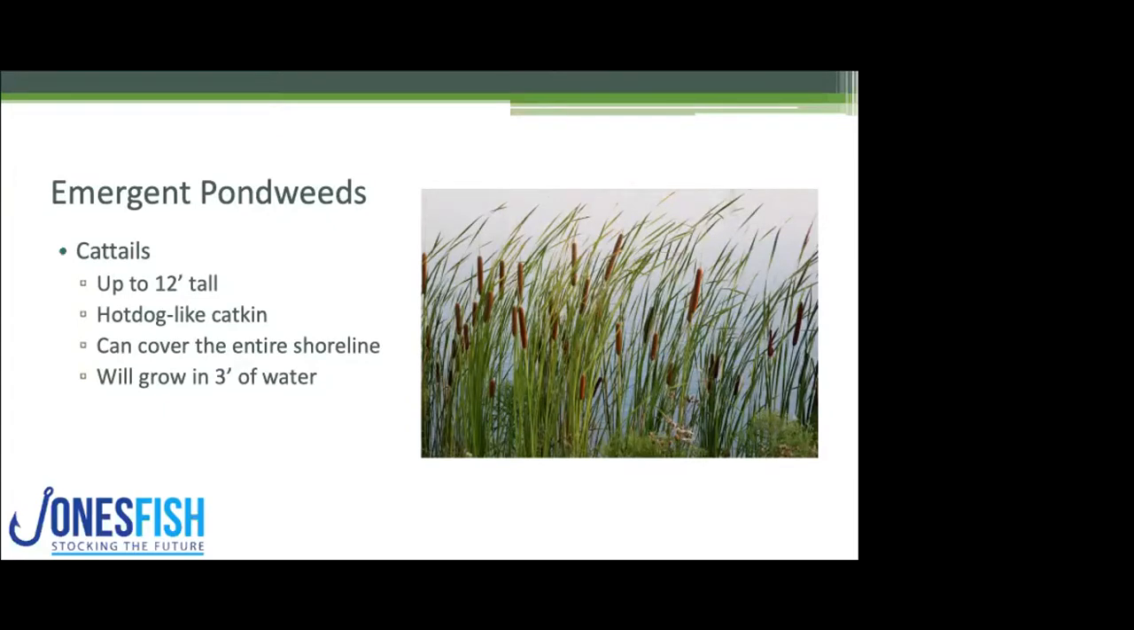If you can see in that picture there, the catkin there, that's holding all those seeds. And later in the season, it'll go from that brown color to the sprouted kind of white puffy stuff, similar to a dandelion. And then it's just going to spread all over that pond. So they can be pretty aggressive.